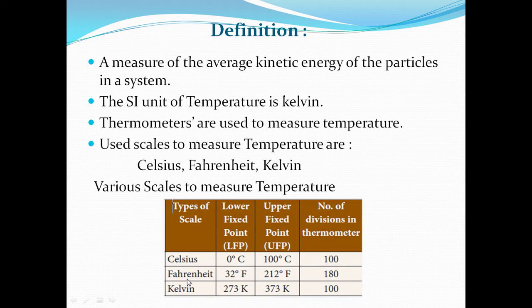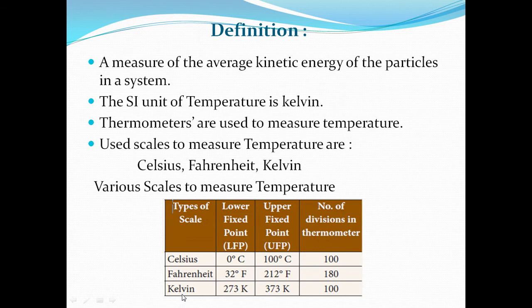Next, the Fahrenheit scale. The upper fixed point value is 212 degree Fahrenheit and the lower fixed point value is 32 degree Fahrenheit. The number of divisions is the upper fixed point minus the lower fixed point: 212 degree minus 32 degree, which is 180.